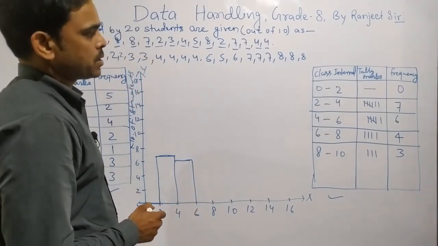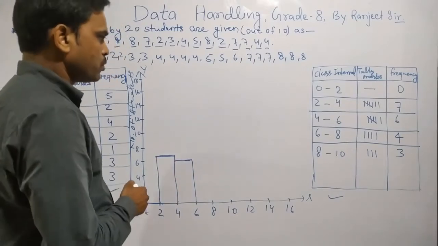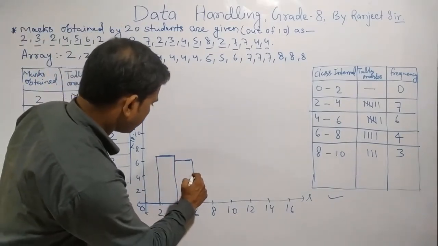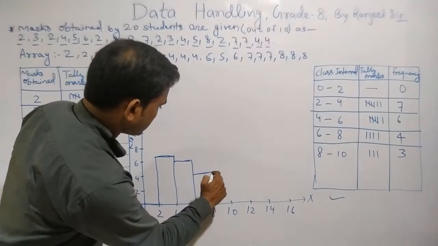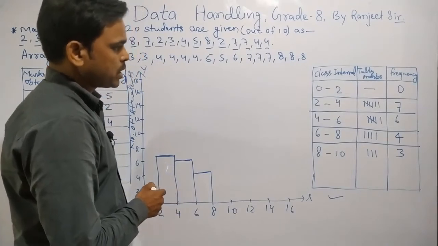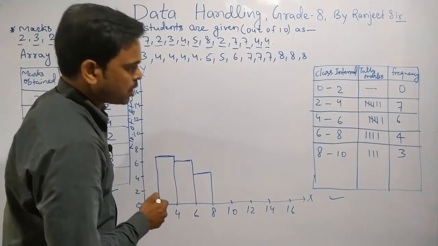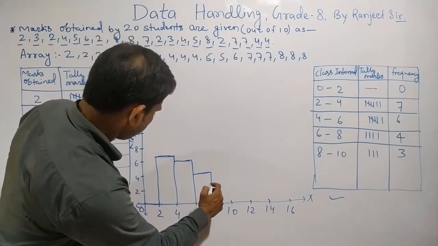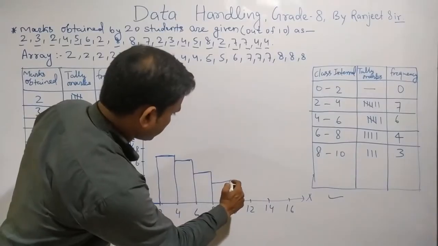Now 6 to 8. 6 to 8, you can see 4 students are there. So you will show it like this. After 6 to 8, next is 8 to 10, now 3 are there. 8 to 10, 3 are there. So we need to represent it like this.